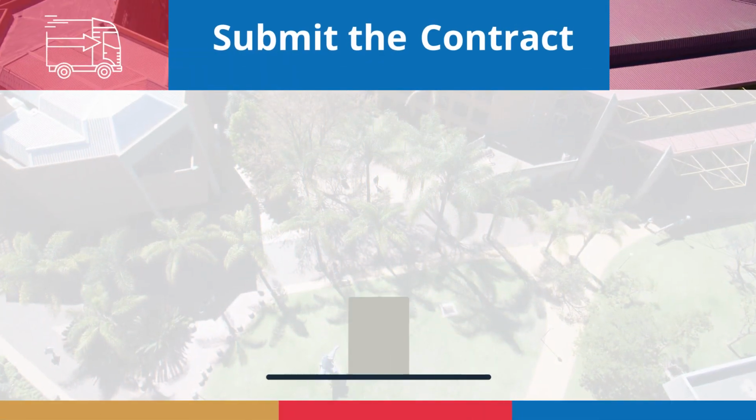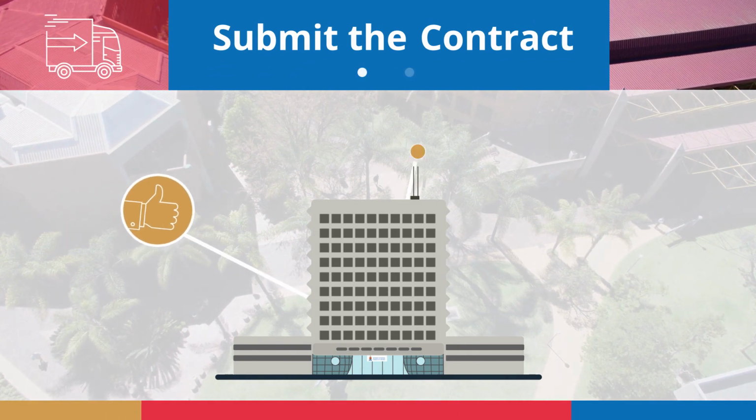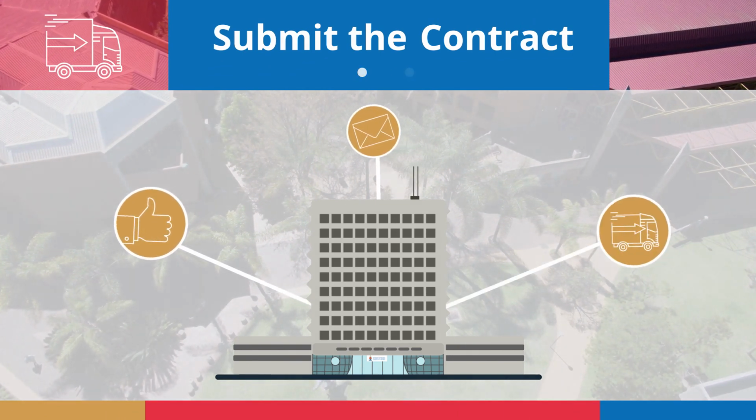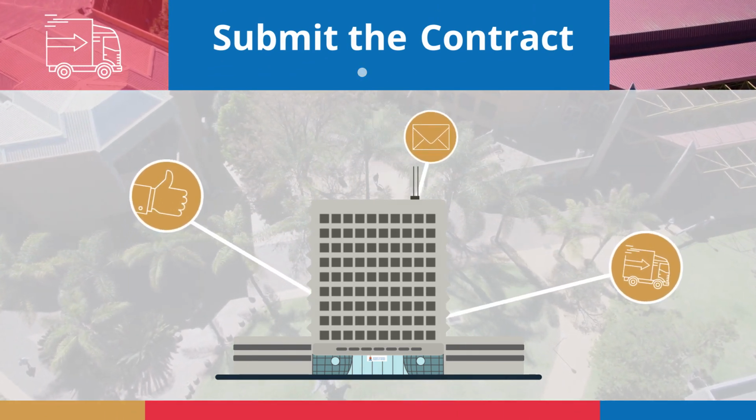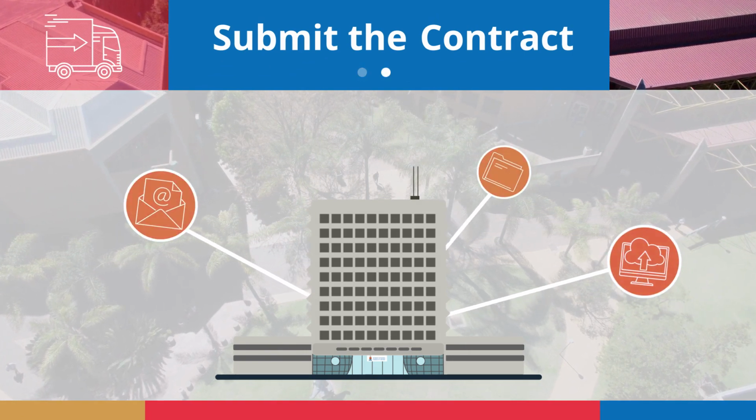Once the printed contract has been initialed and signed by all the parties, you must submit the original contract to the Student Service Centre. You can only submit a hard copy by hand delivery, via post or courier. Take note that emailed, faxed or uploaded contracts are not accepted.